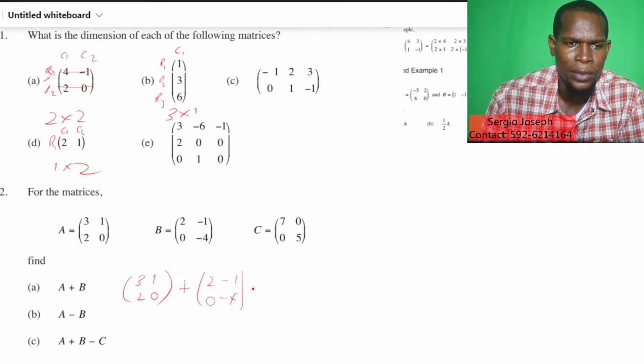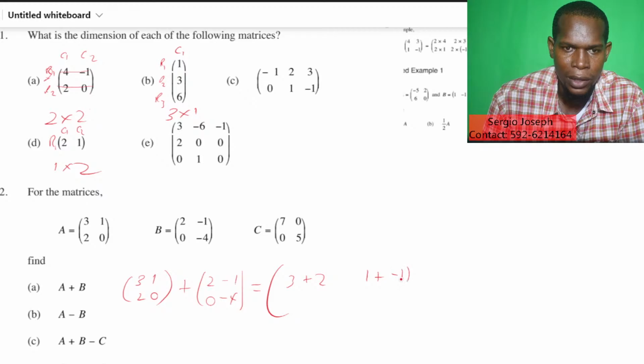All right, so let's go. So I set up A plus B. You have to show your working. So we have 3 plus 2 because they are corresponding elements. White space, don't put a plus sign and equal in between, and some people like to do that. Then we have 1 plus minus 1. Then we go 2 plus 0. And then we have 0 plus minus 4.